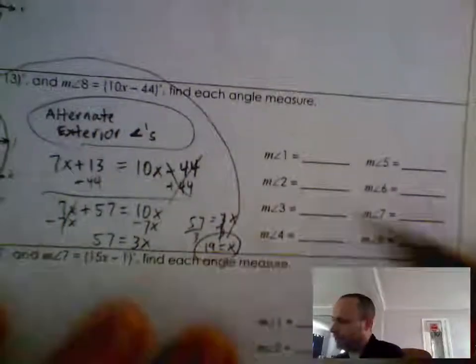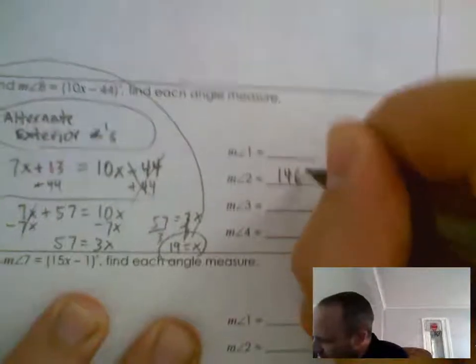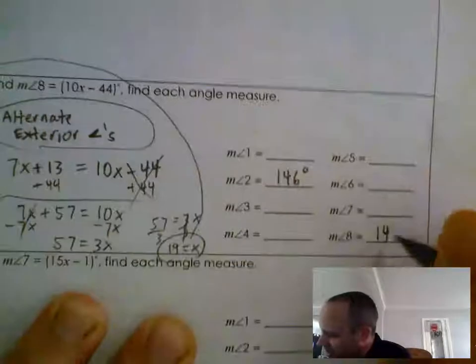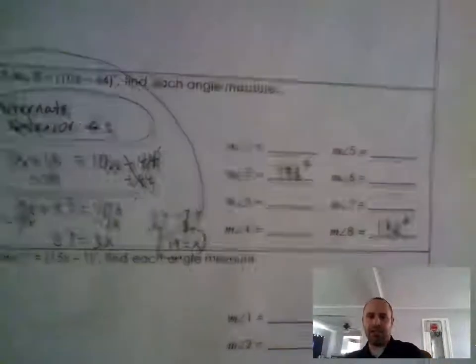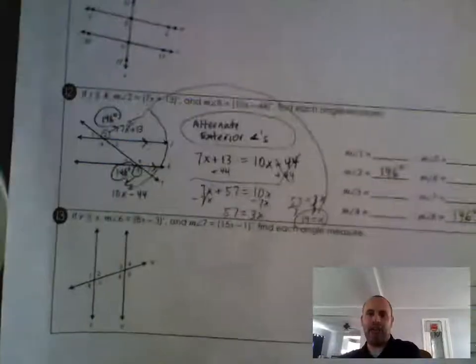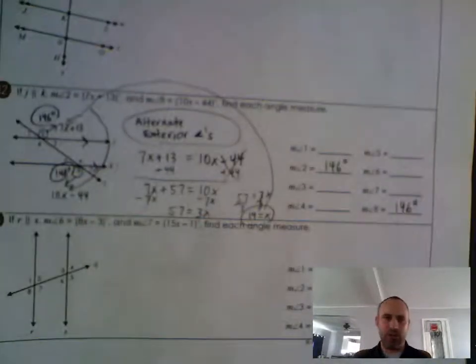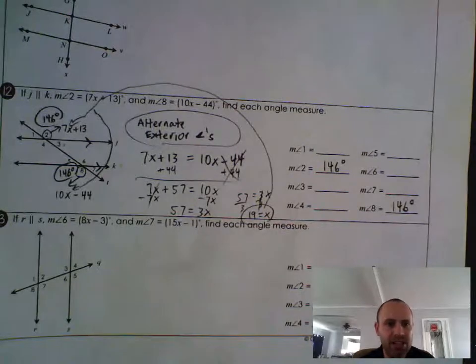So let's come over here. This will be 146. This one will be 146. And that's 146 degrees. That little circle means degrees, okay? Or how much an angle opens up, right? That's your degrees.